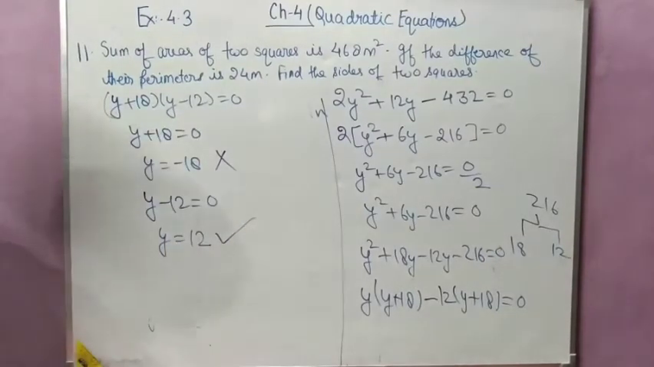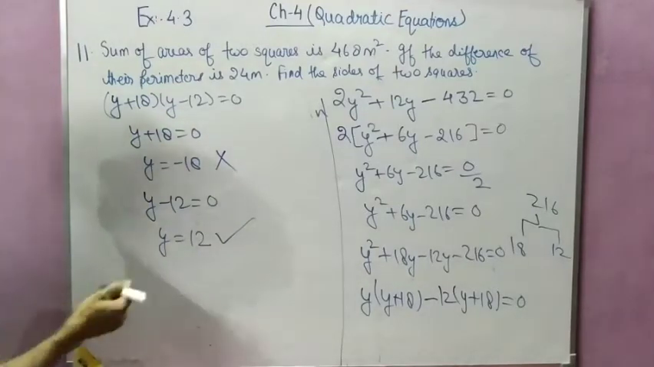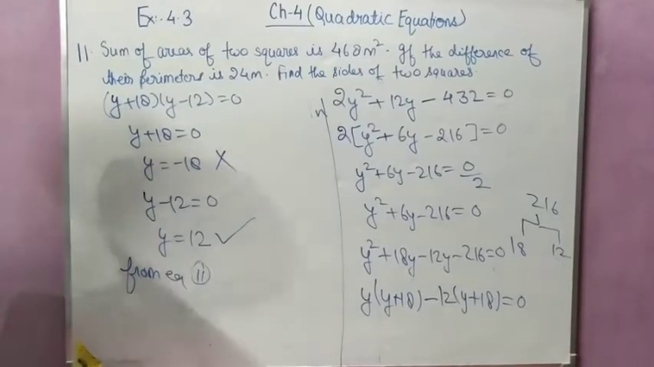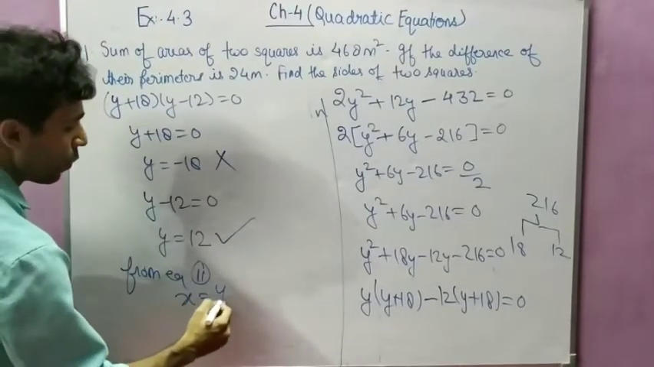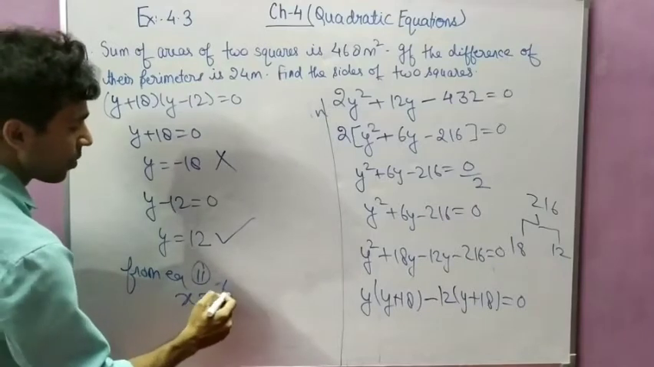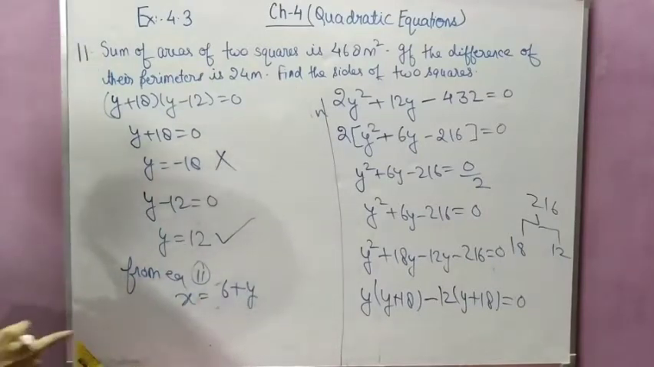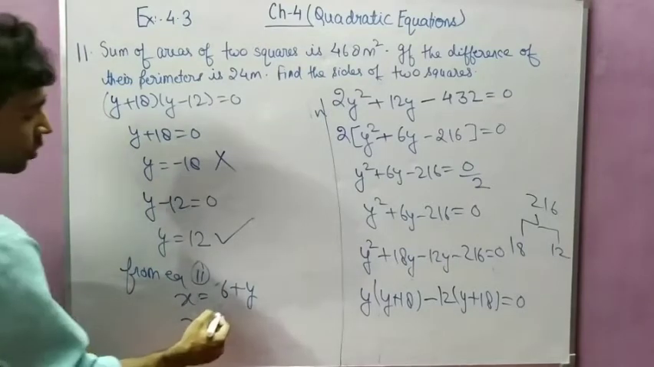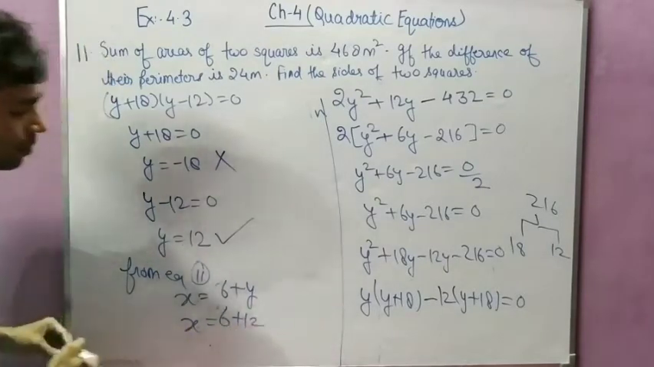So the value of y is 12. Now what was equation number 2, students? Equation number 2 was x equal to 6 plus y. So when we put the value of y in this equation, we will get 6 plus 12.